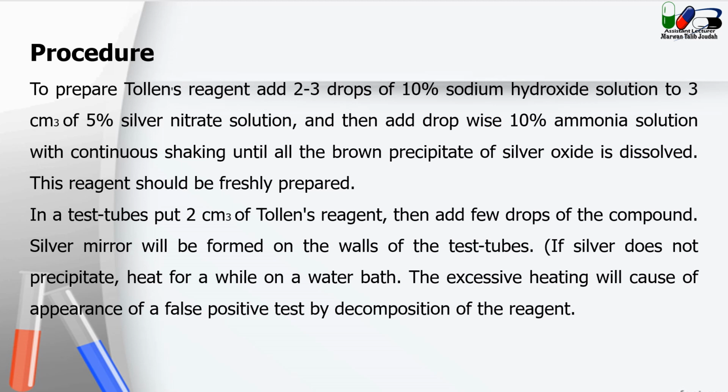If silver does not precipitate, heat. This is very important. Sometimes it does not appear directly for many reasons, so heat the solution on a water bath. It must not be direct heating, so do not use a flame. Excessive heating will cause a false positive test by combustion of the reagent. It must be gentle heating on a water bath.